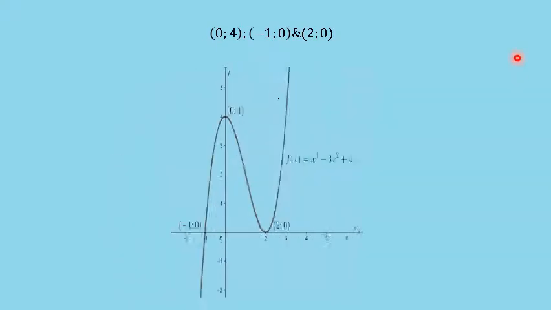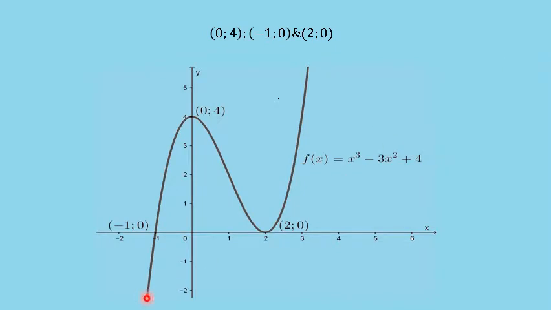Okay, we have 3 points. The points (0, 4), (-1, 0), and (2, 0). Now let's have a look at our graph. As you can see, it started by increasing, decreasing, increasing.